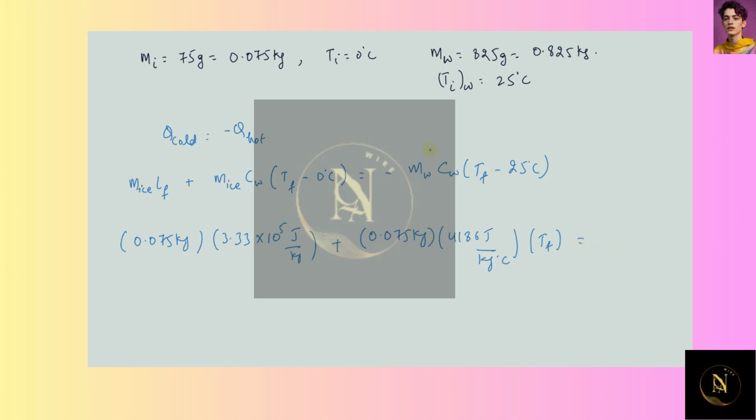and it will be equal to mass of water. So let me write here, mass of water is 0.825 kg times the specific heat of water, 4186 joule per kg degree Celsius, times the change in temperature, that means T final minus 25 degrees Celsius. From here we can calculate the value of T final, and it comes out to be T final equals 16.3 degrees Celsius. So this is the final answer that we have obtained, that the final temperature of the mixture will be 16.3.